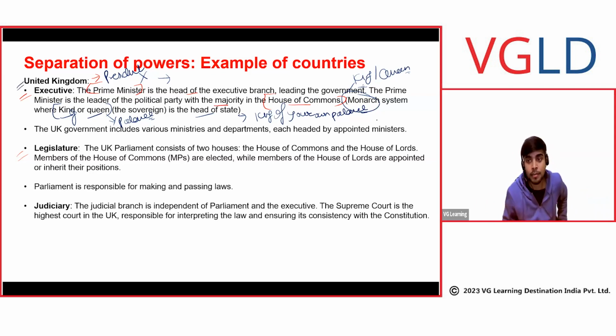But in the United Kingdom, they have continued this monarchy system. And just like in a parliamentary system with a president, the king and queen as such have no power except ceremonial.